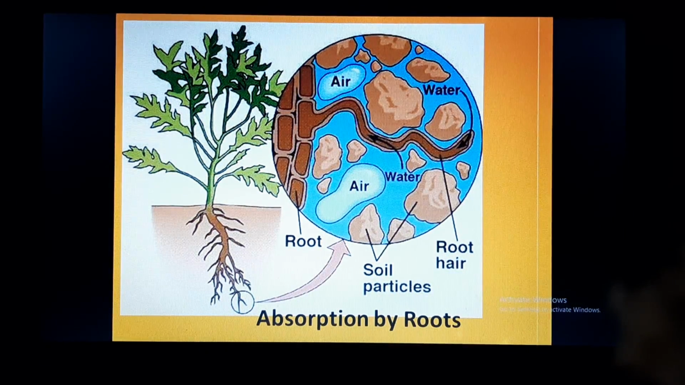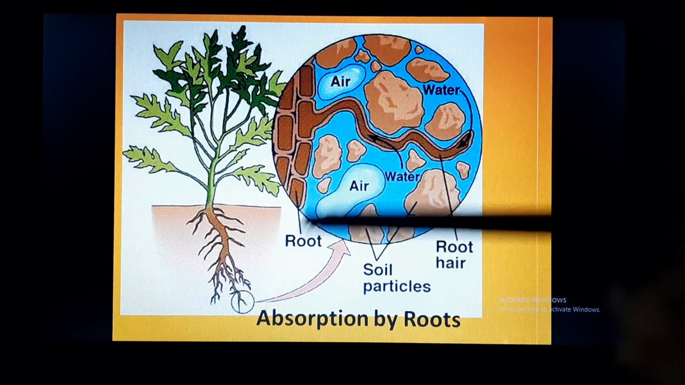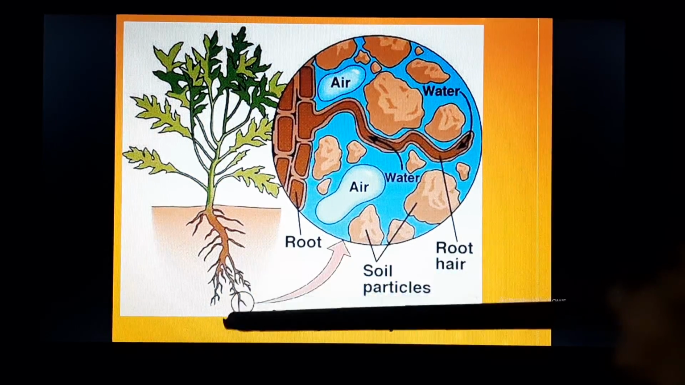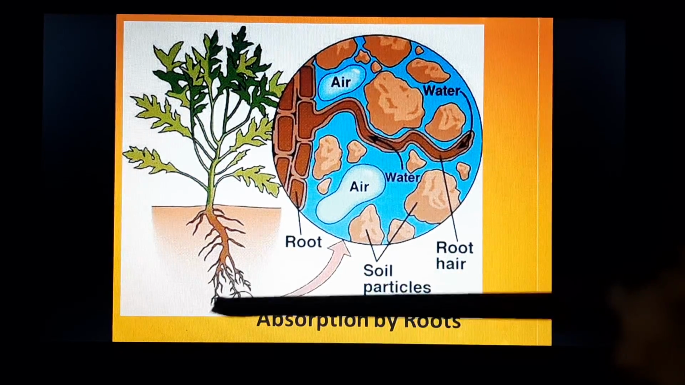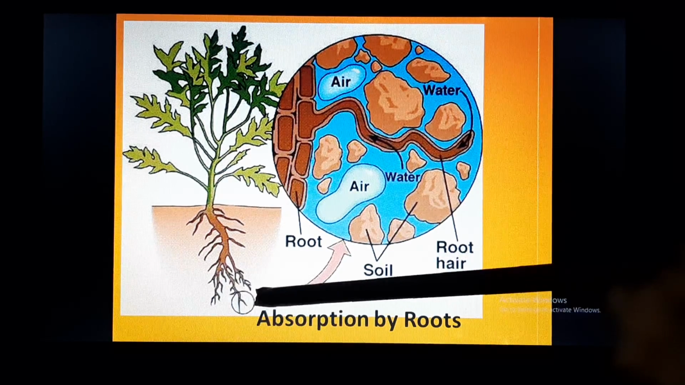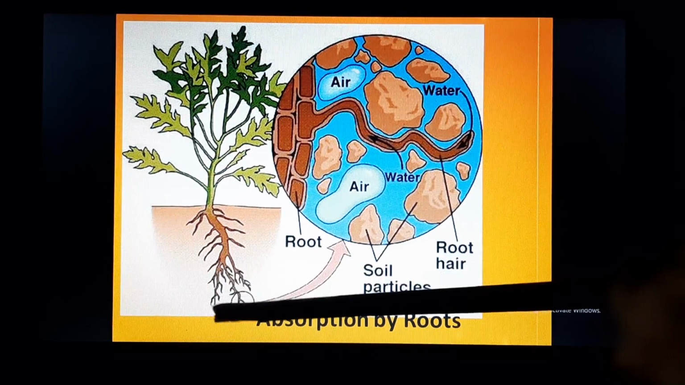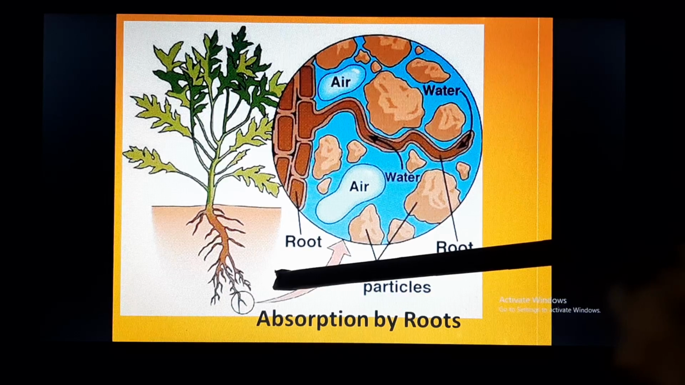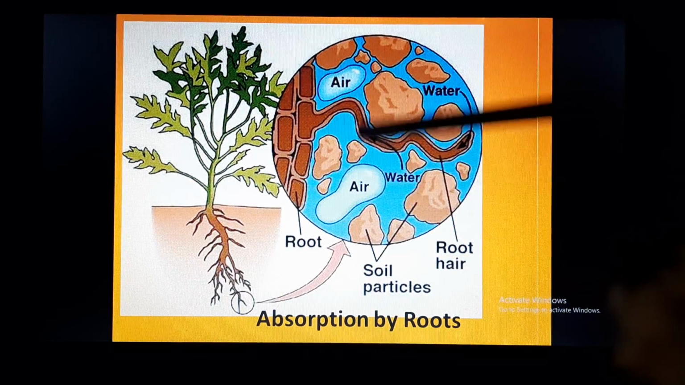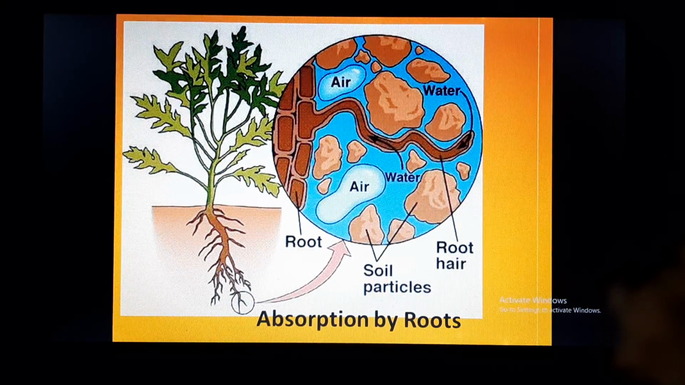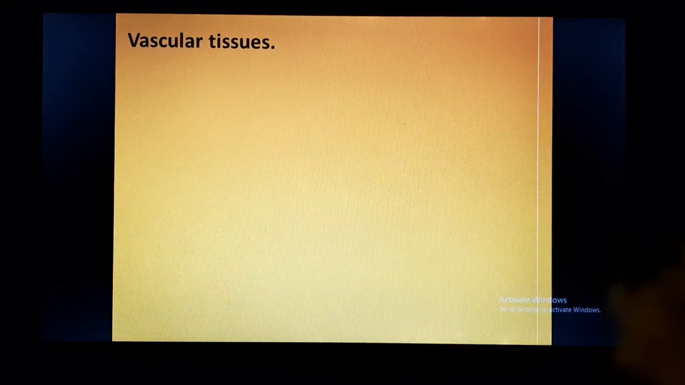These hair-like structures increase the surface area of the root and hence allow more and more absorption of water. Through this diagram, it is very clear that this is the main root, and the root then branches into several hair-like structures. Because of these hair-like structures, the surface area of the root increases and therefore more and more water and minerals are absorbed.